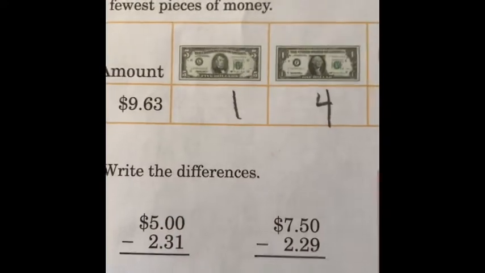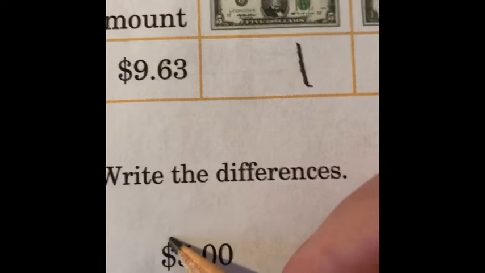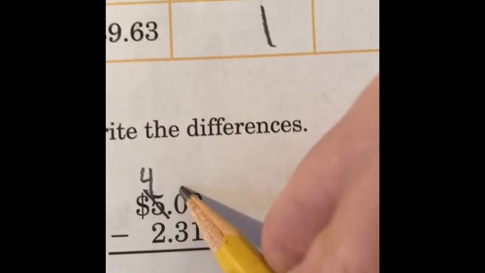Number 7, write the differences. Remember, we've got to subtract here. And when we subtract, we have to cross out. Put your 4 at top. Put your 10.